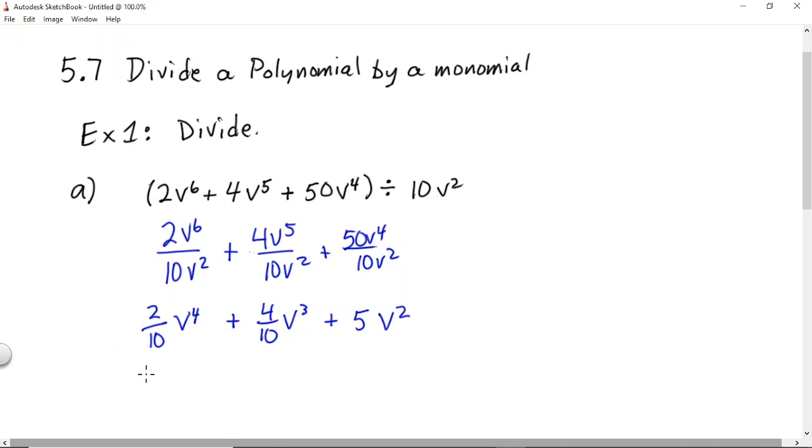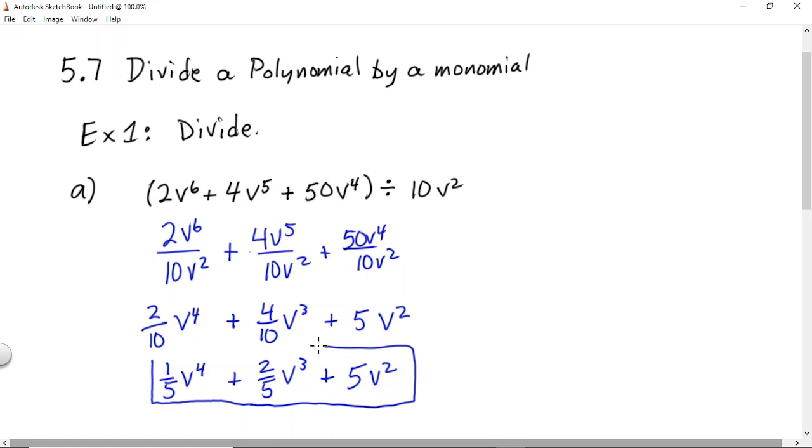We will go ahead and reduce those fractions now of numbers. 2 over 10 is 1/5. Okay, so that's 1/5 v to the 4th. 4 divided by 10 is 2/5. So 2/5 v cubed. And then we had here, we already simplified actually, 5v squared. Okay, and that's finished. That is each of those individual fractions has been simplified and reduced all the way. And so that's our answer.